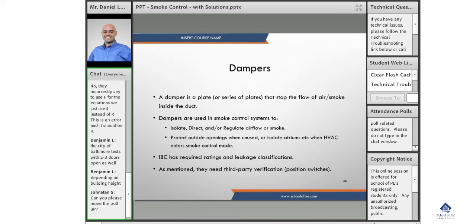There are required ratings and leakage classifications. Those will not necessarily be tested. Again, that's there for IBC rating. The damper itself must be UL 555 or UL 555S listed if it's being used as part of a rated assembly. And if they're used as part of the smoke control system, they need to have that third-party verification.